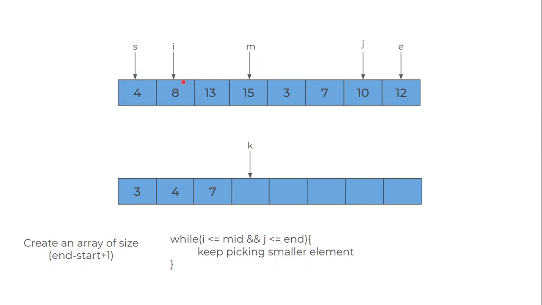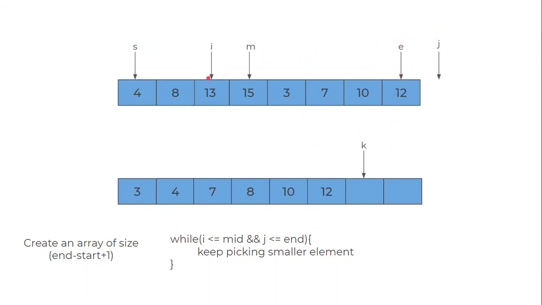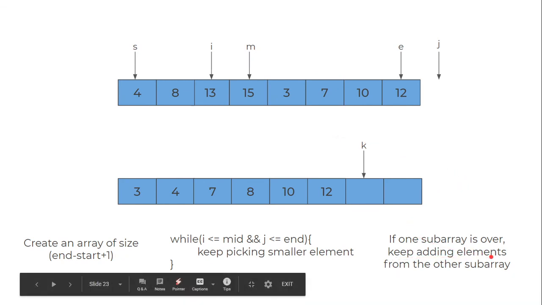here we'll pick 8, here we'll pick 10, here we'll pick 12, and as you can see, j is now greater than end, right? So we will break out of this loop since j is greater than end. So when such a case happens, we'll keep picking the elements from the other subarray. So i is still less than or equal to mid, right? So we'll keep picking the elements from this subarray. So once one subarray is over, keep adding the elements from the other subarray.